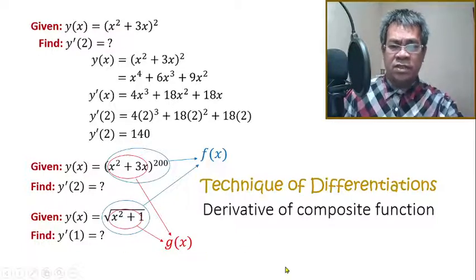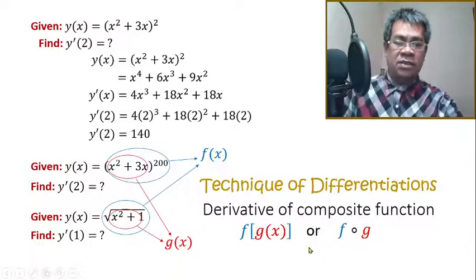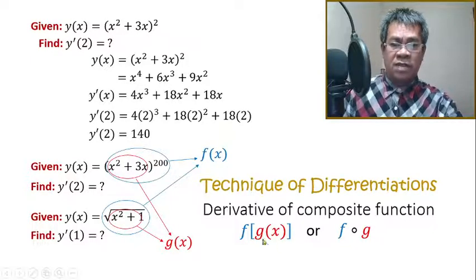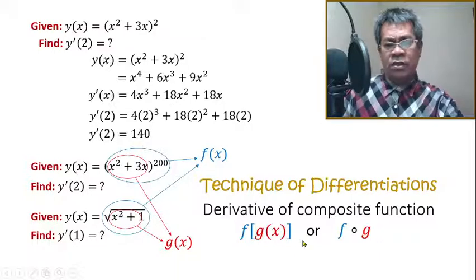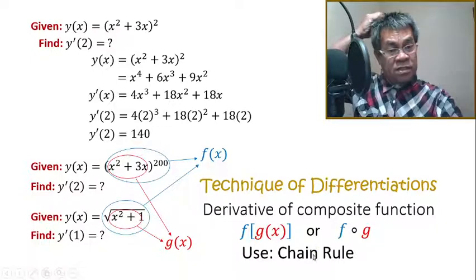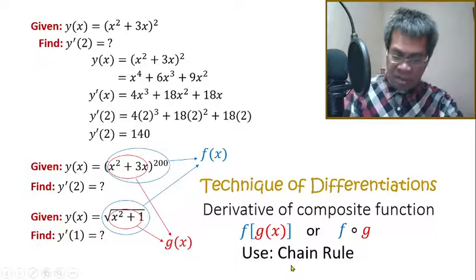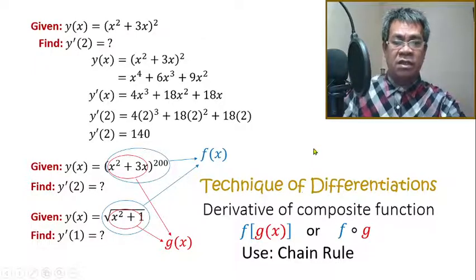So these functions again form a composite function, meaning a function of x that has g of x as its internal function, or in mathematics, we have f composite g. So what will you do in order to obtain the derivative of this composite function? The answer is, we have to use the chain rule. The chain rule is the ultimate strategy in order to obtain the derivative of any composite function.